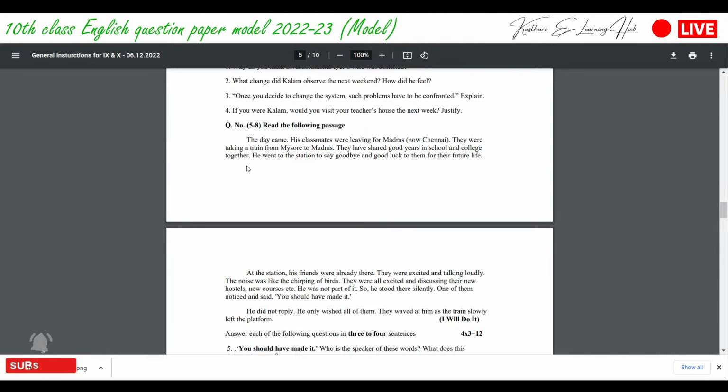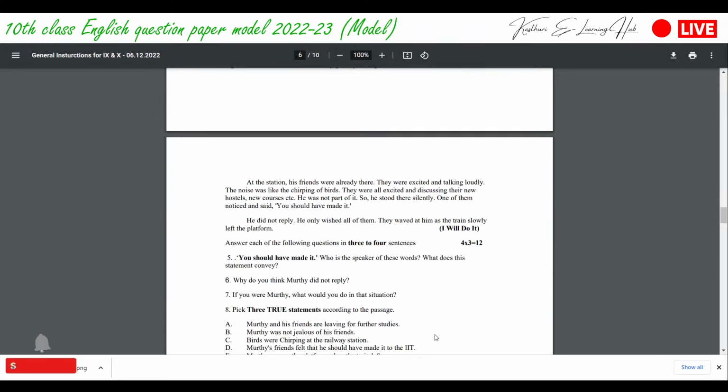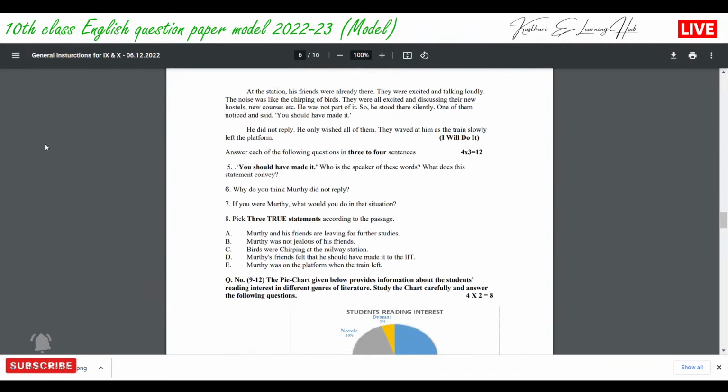Here, this passage. The day came. His classmates were leaving for Madras. Yes, you are right. This is taken from the reading B. Reading C of our unit 1. I will do it. Okay, and here are the questions given. Yeah, 5, 6, 7, 8. Look at this. 5, 6, 7, 8. Why do you think Murthy did not reply again? Our opinion is asked. We can express our opinion.